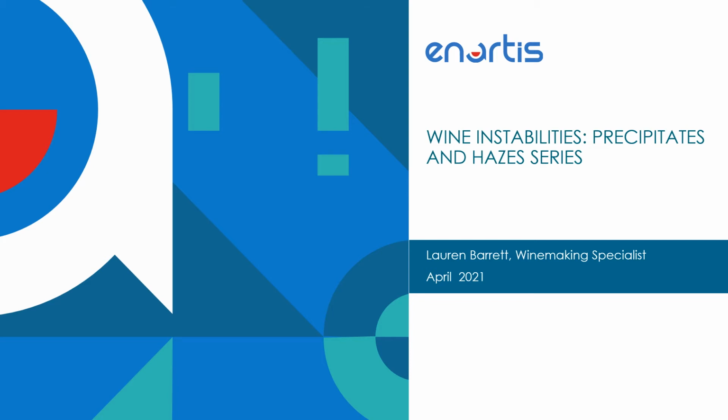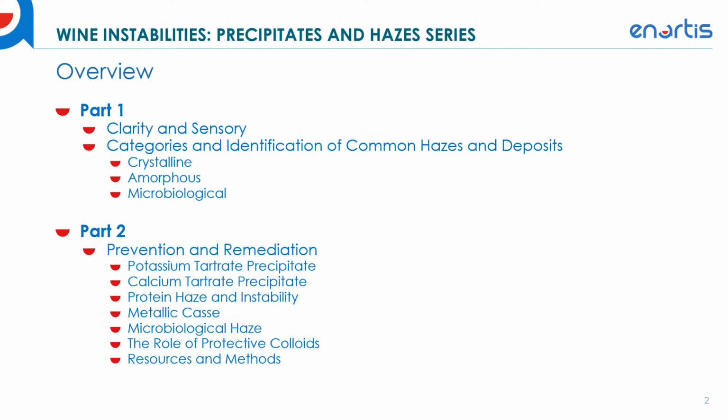In today's video, we're going to be going over part 2 of the Wine Instabilities, Precipitates, and Haze series. In part 1, we went over clarity and sensory and the different categories and identification of common hazes and deposits. Today, we're going to be going over prevention and remediation techniques for those various precipitates that we went over in part 1. Be sure to check out part 1 if you've not seen it yet, and come back here once you've checked out part 1 of this series.